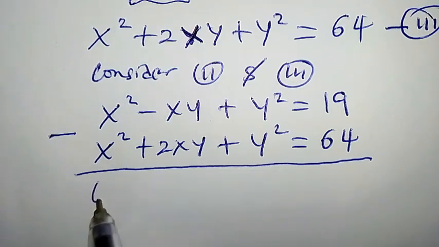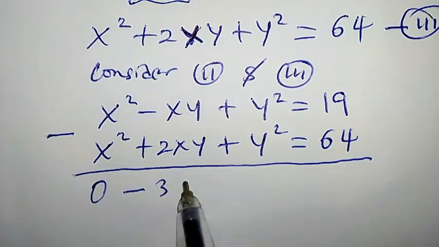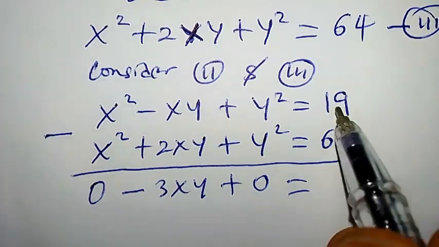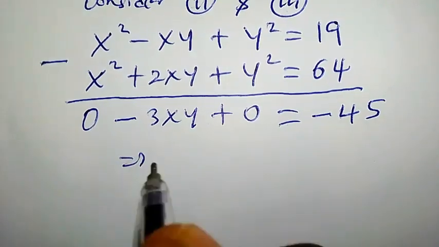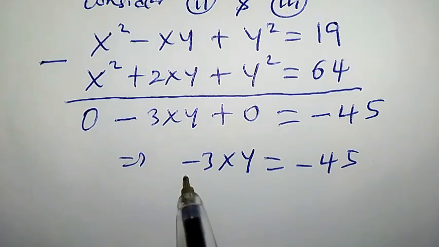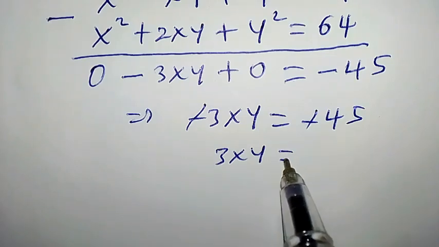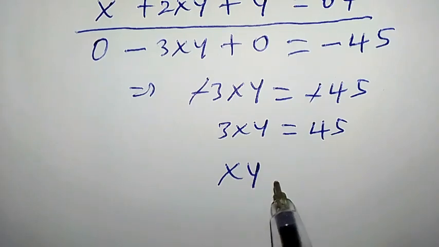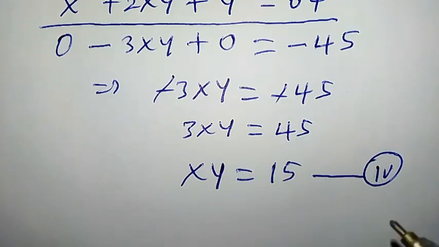X squared minus x squared, that is 0, minus xy minus 2xy, that is negative 3xy, y squared minus y squared, that is 0, equal to 19 minus 64, that is negative 45. This implies that minus 3xy is equal to minus 45. Clearly, the negative signs take care of each other. We are left with 3xy equal to 45. Dividing both sides by 3, we have xy equal to 15. Let's call this the fourth equation, equation 4.